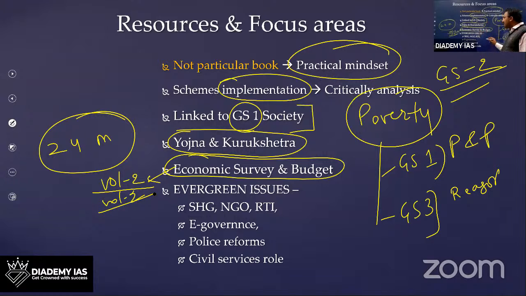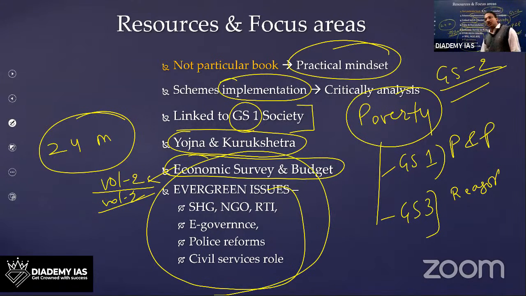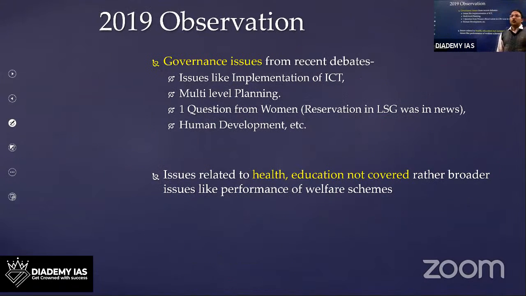There are some various evergreen issues: self-help group, NGO, RTI, e-governance, police reform, civil service role. आपको क्वेश्चन मिलेंगे ही मिलेंगे, ठीक है. See, UPSC does not have thousands of questions. It has a few hundred questions and only 30-40 themes. If you are able to master those themes, you can write a good answer. ठीक है. 2019 के अंदर हम लोग देख चुके हैं कि there are certain themes which have been covered.